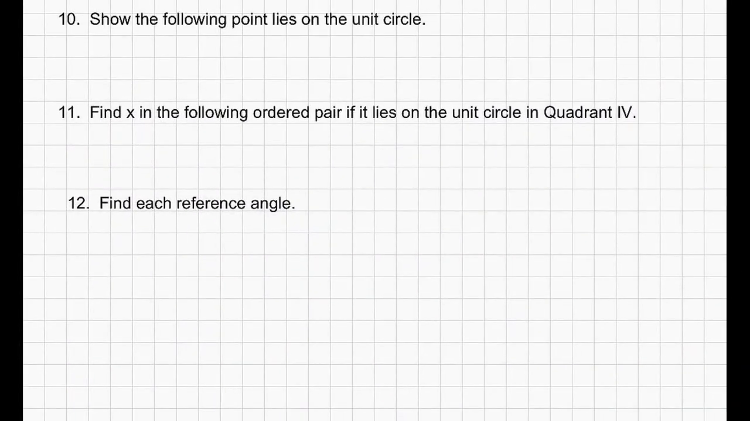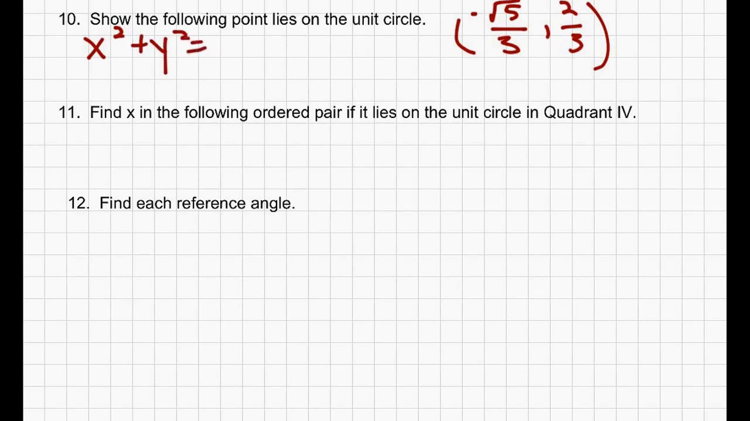Number 10, show that the following point lies on the unit circle, and the point is negative square root of 5 over 3, comma 2/3. Remember, the unit circle is a circle of radius 1 that's centered at the origin. We learned when we studied conics that circles had the following equation: x minus h squared plus y minus k squared is equal to r squared, where h and k represented the center of the circle. So if the center of the circle is at the origin, 0, 0, and the radius is 1, then the equation of the unit circle was x squared plus y squared equals 1.